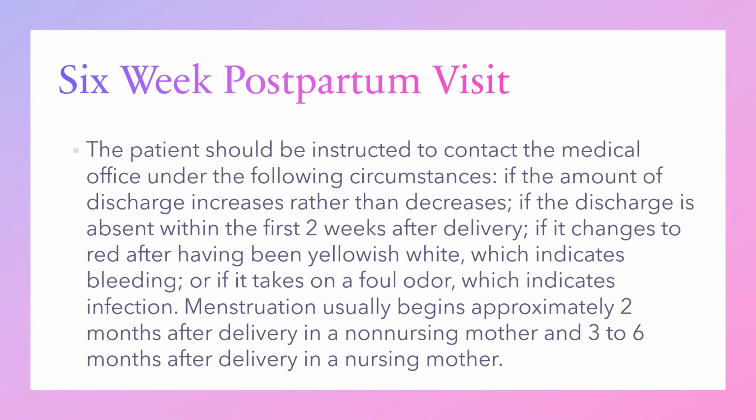The patient should be instructed to contact the medical office under the following circumstances: if the amount increases rather than decreases, if the discharge is absent within the first 2 weeks after delivery, if it changes to red after having been yellowish white, which indicates bleeding, or if it takes on a foul odor, which indicates infection. Menstruation usually begins approximately 2 months after delivery in a non-nursing mother and about 3 to 6 months after delivery in a nursing mother, but this can be different for everybody as well.